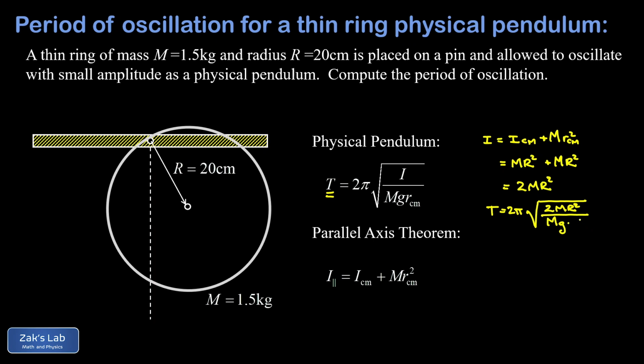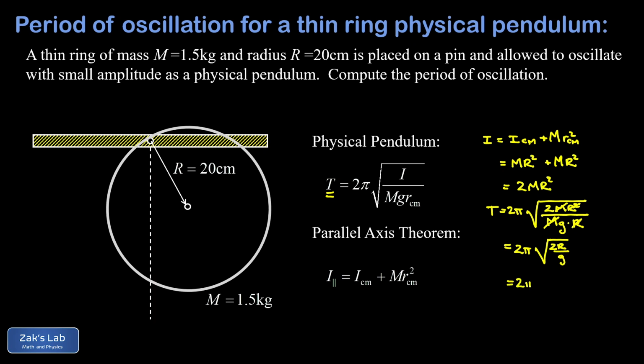And again, that r center of mass is just big R in the diagram. So a factor of r cancels out as well, and we arrive at a symbolic solution for the period. And that turns out to be 2 pi square root of 2R divided by g. So again, it's interesting to note that that period is independent of the mass of the ring.